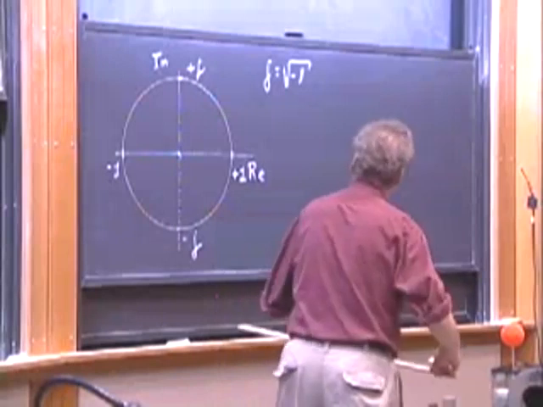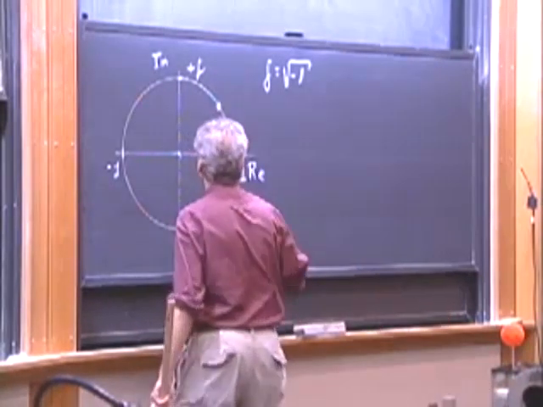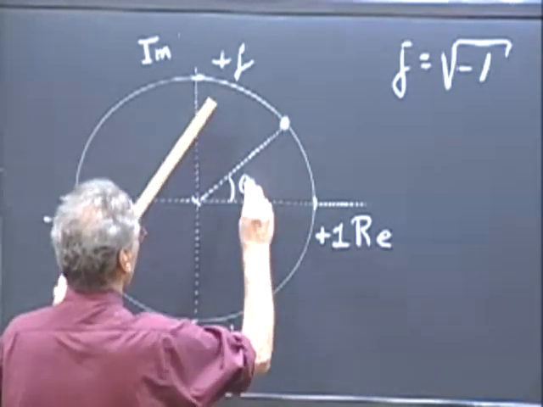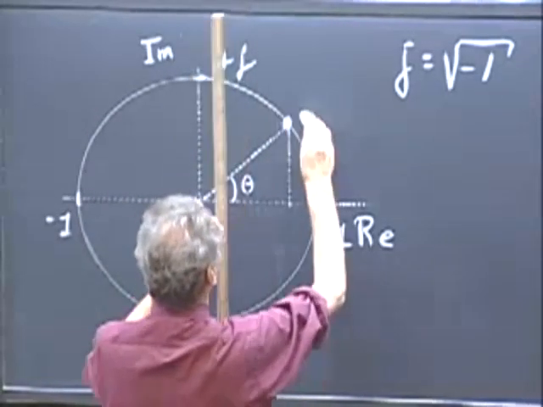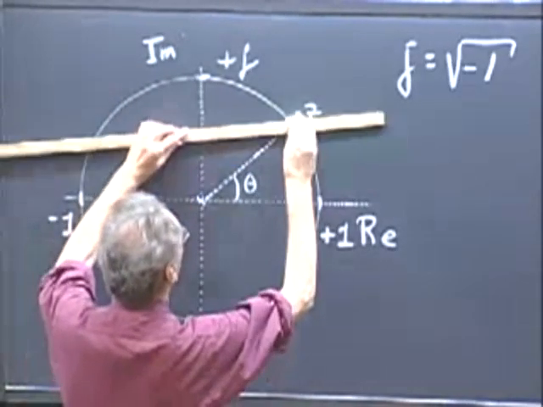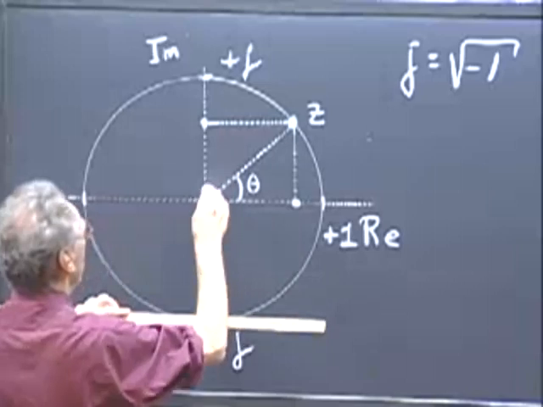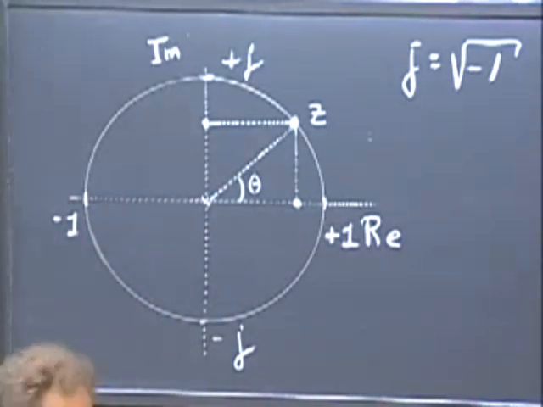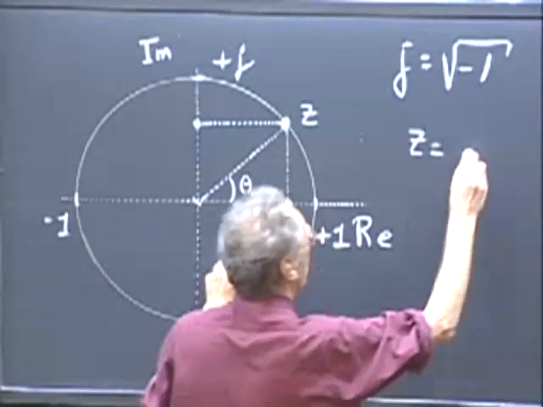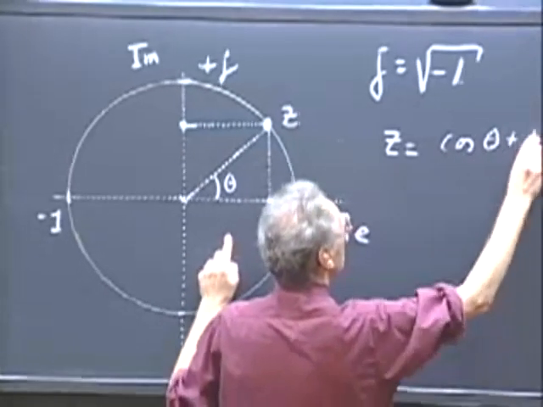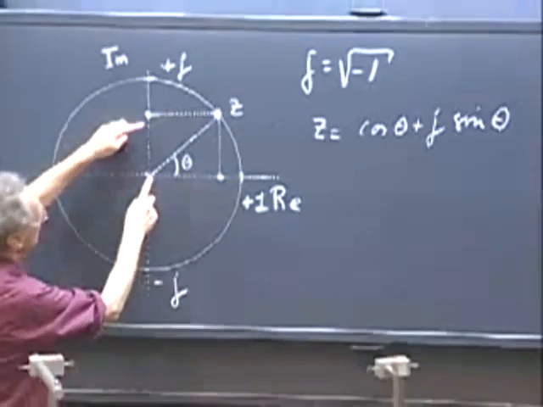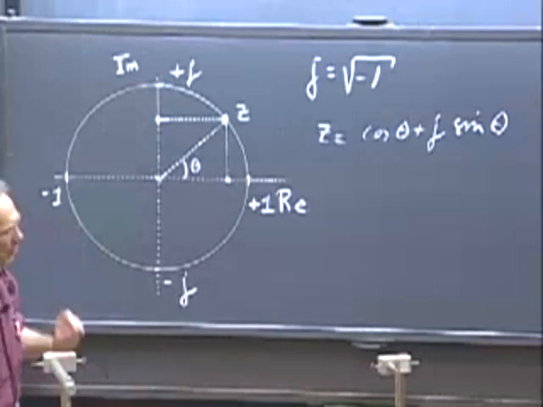I now pick a position here, which now represents a complex number. Call this angle theta, and I project this. This is position z. It's a complex number. This is the real part of that complex number, and this is the imaginary part of that complex number. So you can see that indeed z can be written, since this length is 1, as the cosine of theta plus j times the sine of theta. So that is this part, which is real, and this is the sine of theta, because this is 1. I have to multiply that by j.